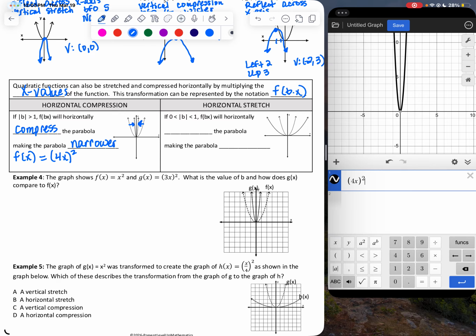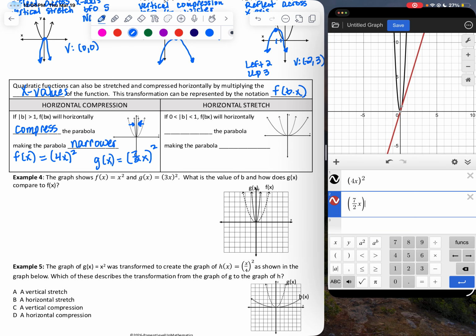So another example might be g of x equals (7 over 2 x) squared. That's equivalent to 3.5, so that's still bigger than 1. So I'll show you what that one would look like. Parenthesis, 7 over 2, x, close parenthesis, squared. So again, very narrow, all right?